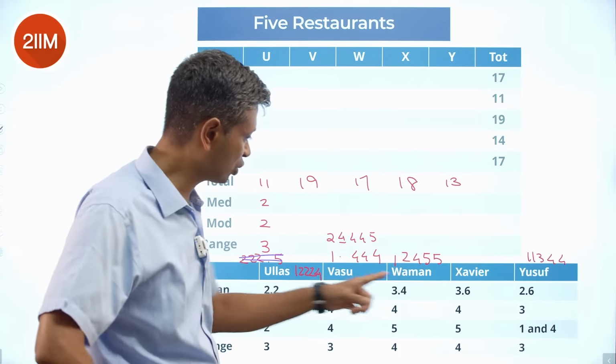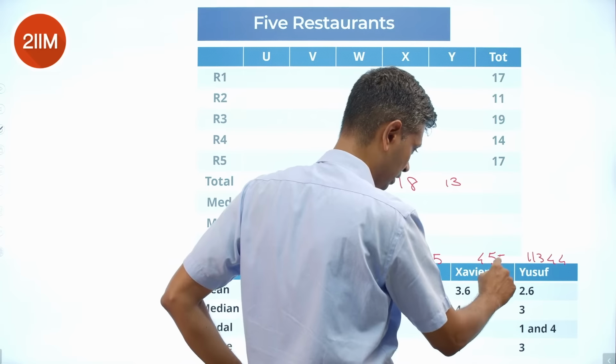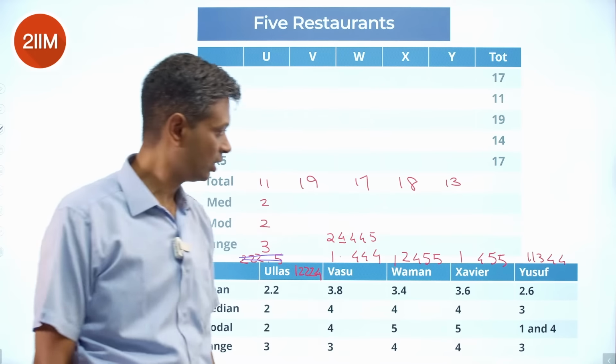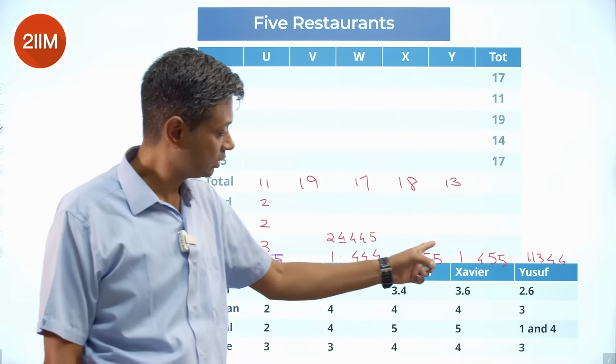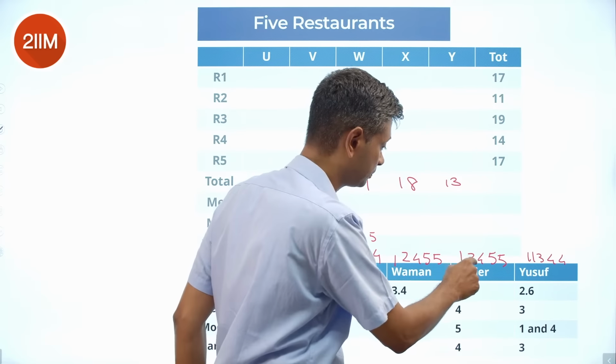Once again, median is 4, mode is 5. I have a 4, 5, 5 sitting with me. Range is 4, 1 before that. Total should add up to 18. 1, 4, 5, 5, 5 is 5 plus 5 plus 5, 15. This number should be 3.